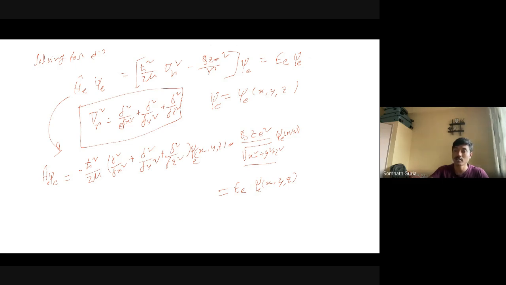Now the problem is that this term could be solved by taking psi of x, y, z equals psi x times psi y times psi z, separating out the variables, but this term cannot be separated. So this is not separable, and we need to find another way to solve this equation.